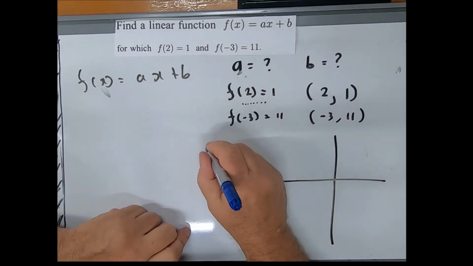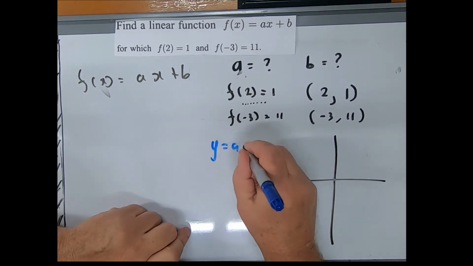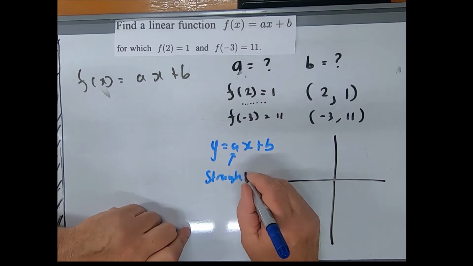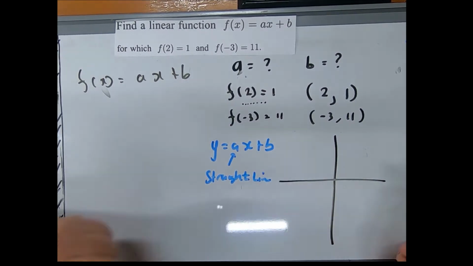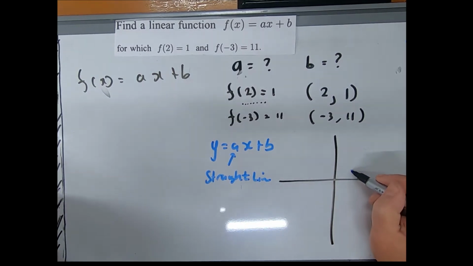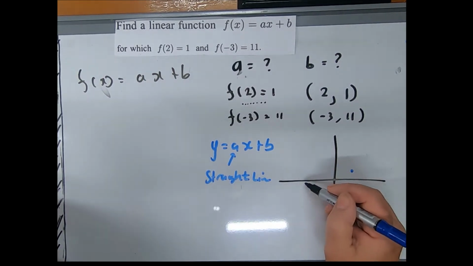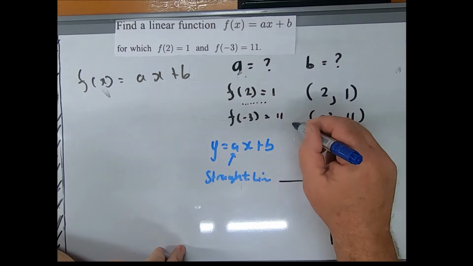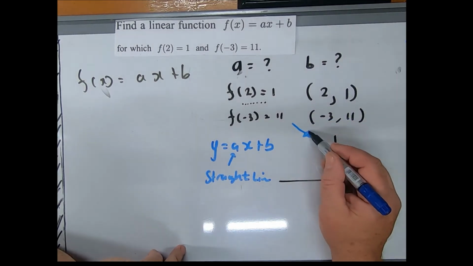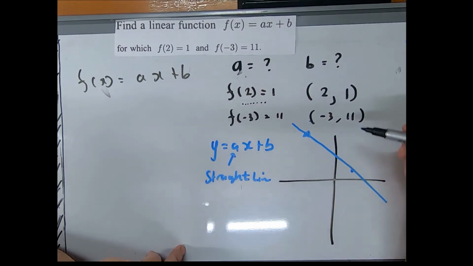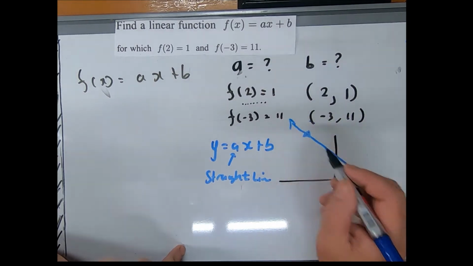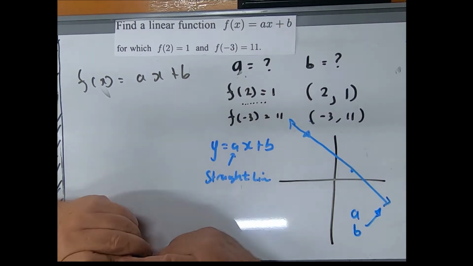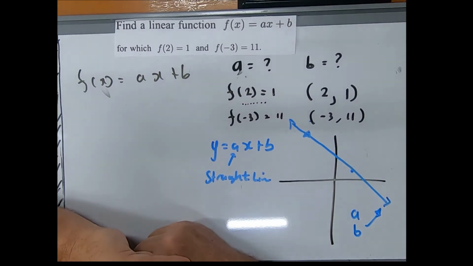And that is that y equals ax plus b is like the equation of a straight line. So let's find a couple of points. 2 across, 1 up might be somewhere like this. And 3 to the left and 11 up might be somewhere like this. So this is the second point, and here is the first point. And all we need to do is find an a and b that match this line. So that's our purpose. So how are we going to go about it?